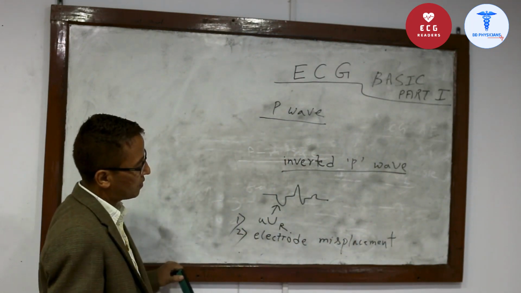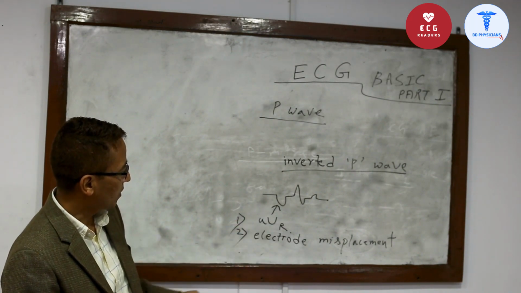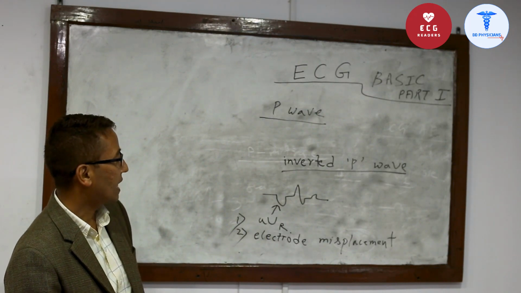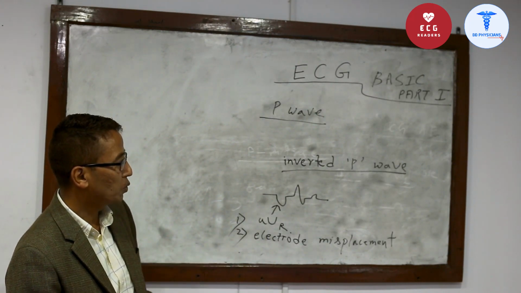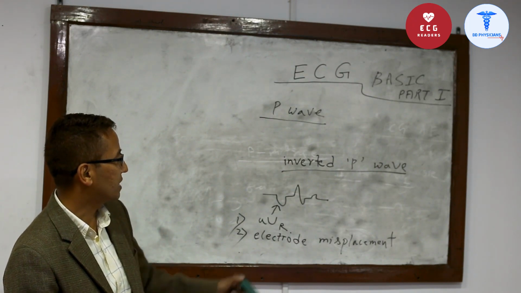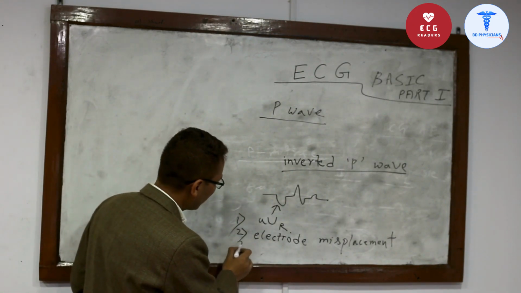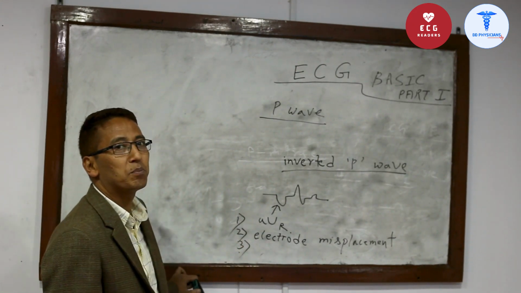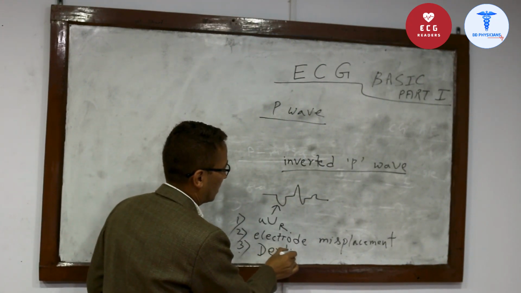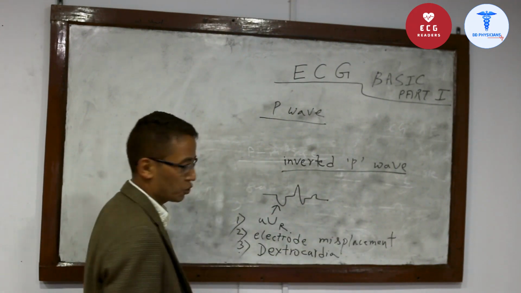If we put the right hand lead on the left hand and the left hand lead on the right hand and do the ECG, the electrode misplacement gives an inverted P wave. That is to say, if we reverse the arm leads and do the ECG, the P wave will be inverted. Another condition that can produce an inverted P wave is dextrocardia.